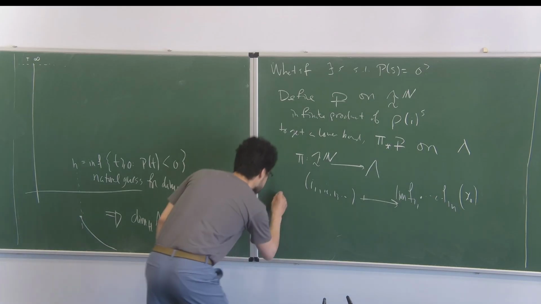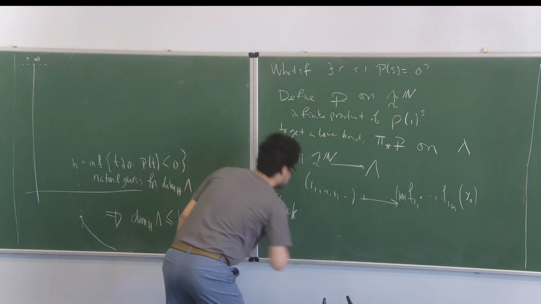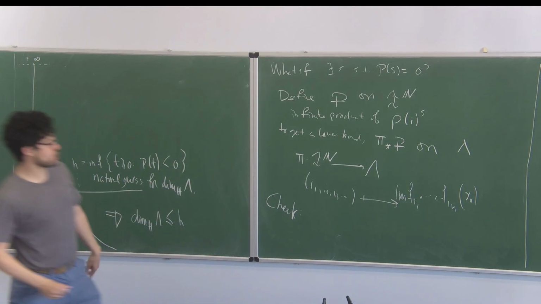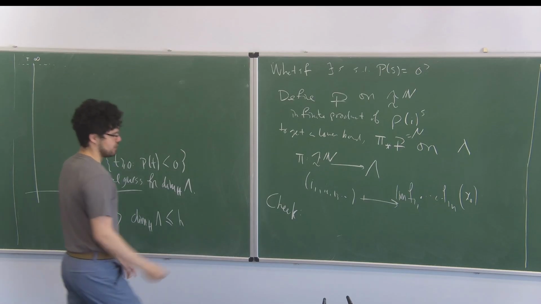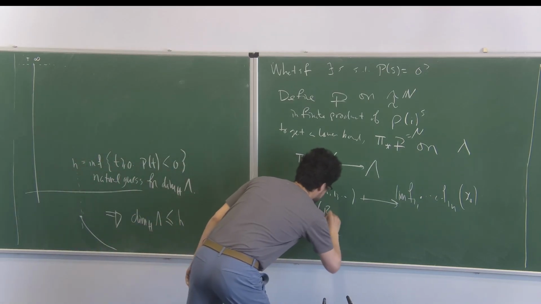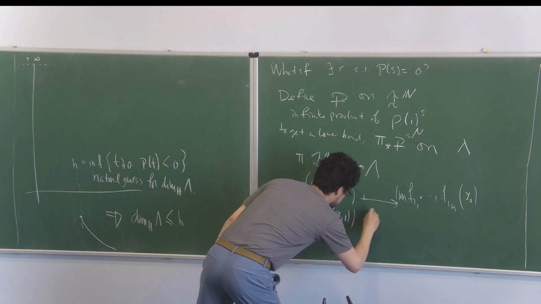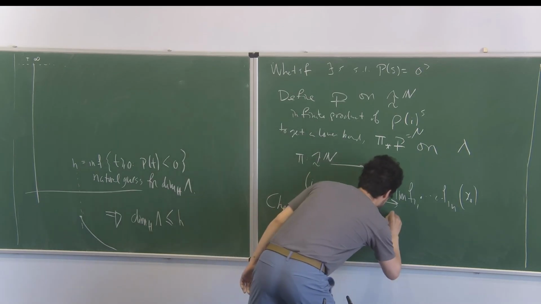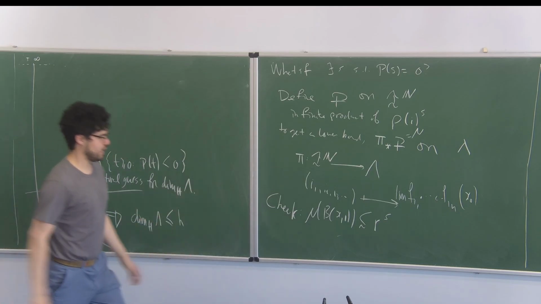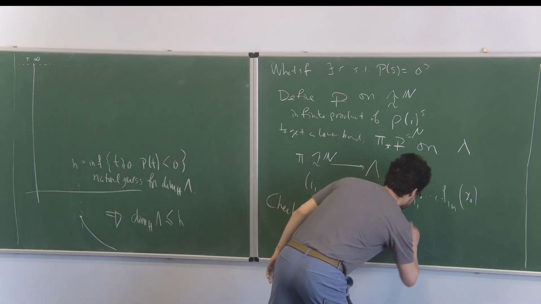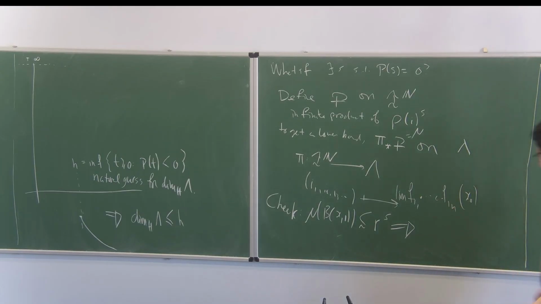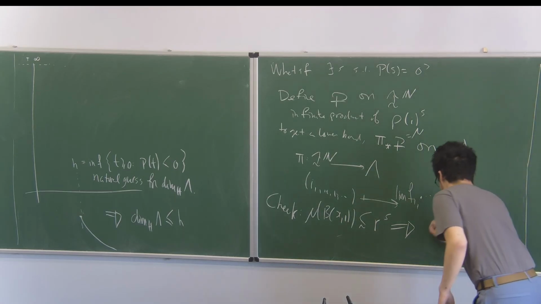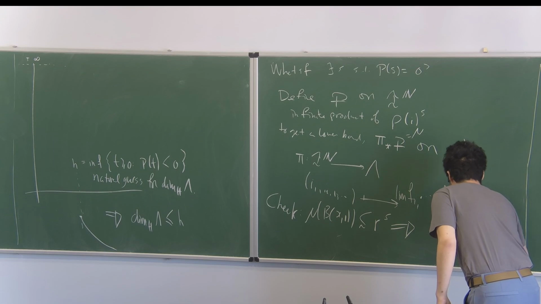And then we can check that the corresponding measure, let's call it mu, has a nice property: the measure of a ball of radius r is, up to a constant, at most r to the s. And mu is supported on lambda, and this implies, by something called the mass distribution principle, as written down in the notes, that the Hausdorff dimension of lambda is at least s.